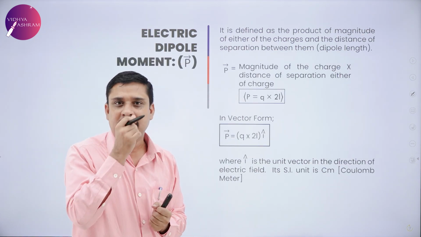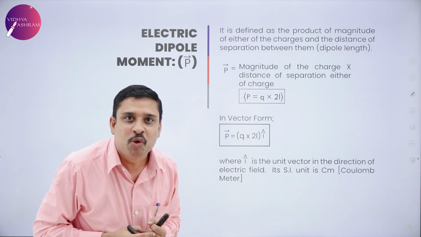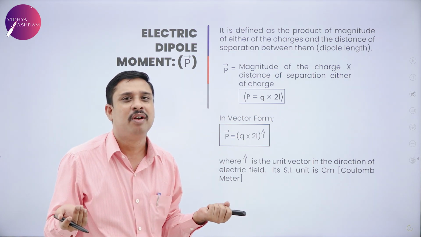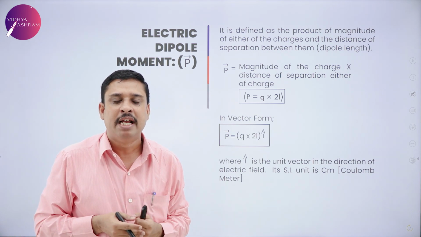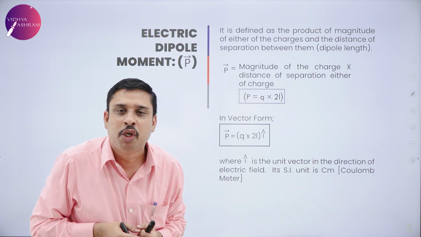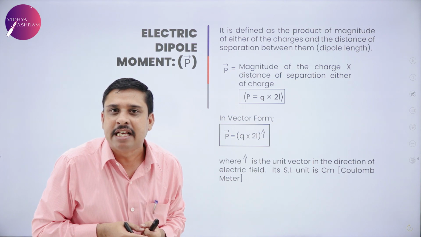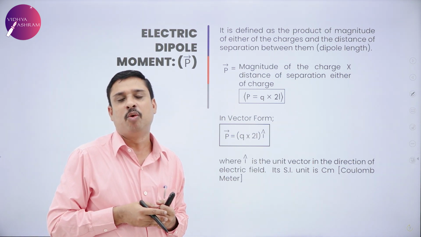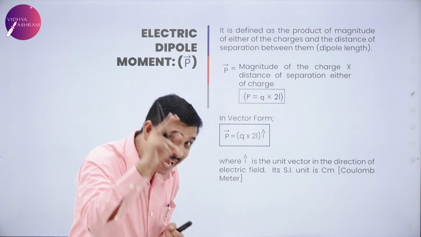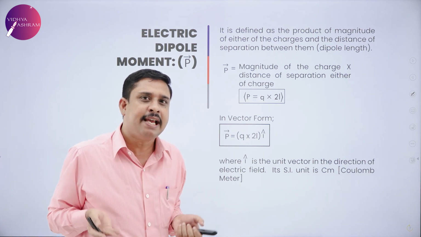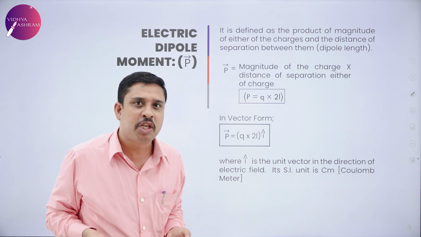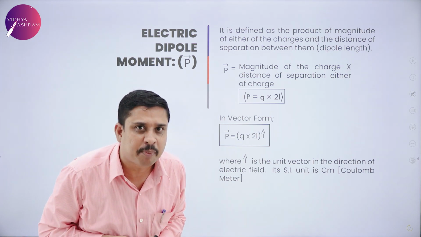What may be the total charge due to a dipole? 0. One is plus q, the other one is minus q. The total charge due to a dipole is always 0. So can I say the electric field also becomes 0? Net charge 0, so electric field 0? No.